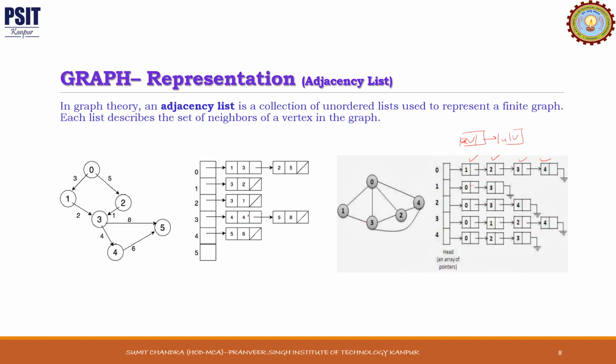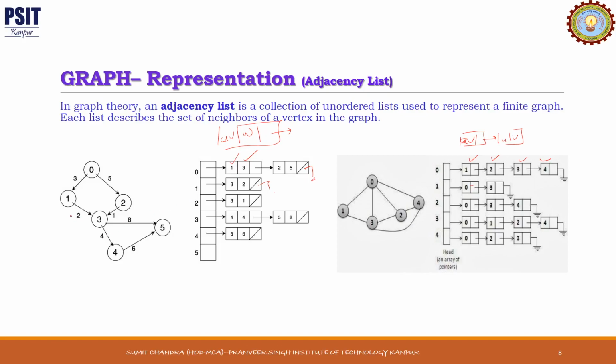Okay. Now in the case of a weighted graph, along with the vertex we write the weight also. Since 0 is connected to 1 with weight 3, here the structure of the node will be like this: adjacent vertex, weight of the edge, and link to the next node. So from 0, the first adjacent vertex is 1 with weight 3, the second adjacent vertex is 2 with weight 5, and null in the last column. This symbol represents null basically.